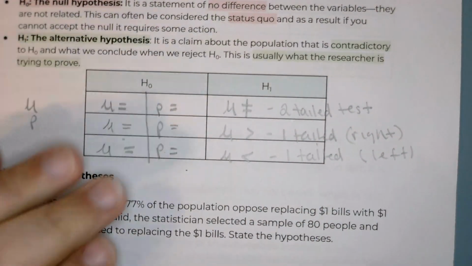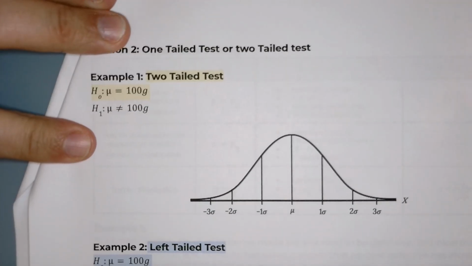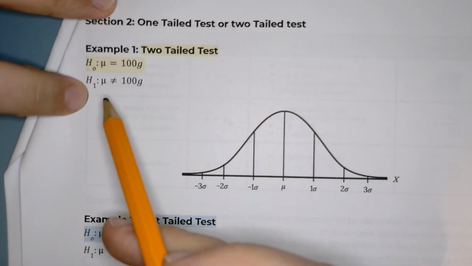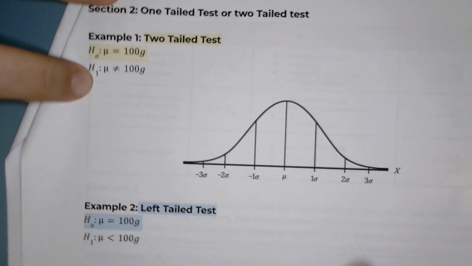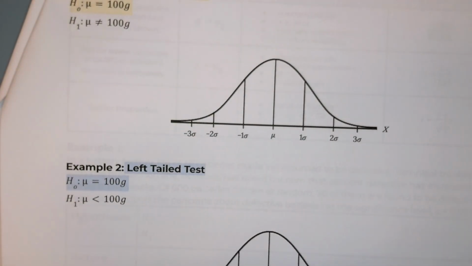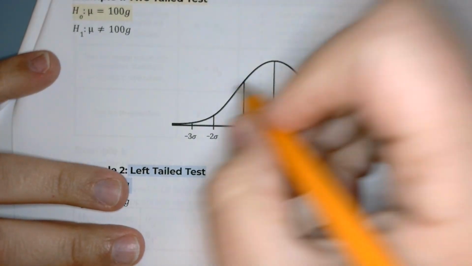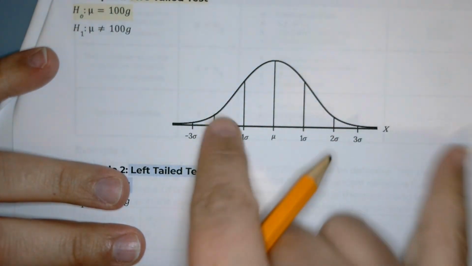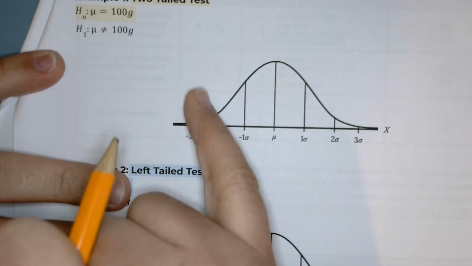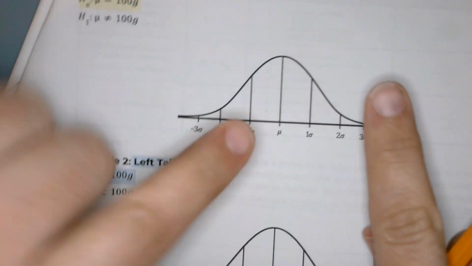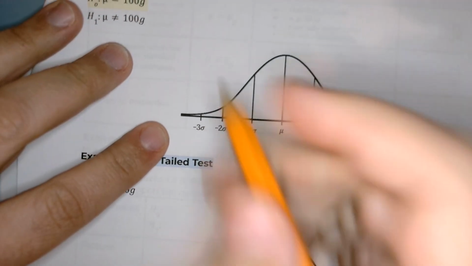Let me show you what I mean by that. Your pages are going to be out of order. So let's say that the average is 100 grams, or it's not equal to 100 grams. This is a two-tailed situation. So here's our normal distribution. What I mean by tailed is that we're going to have our critical value at the left and the right side. Because it's not equal to, we have to look at both extremes on either side.